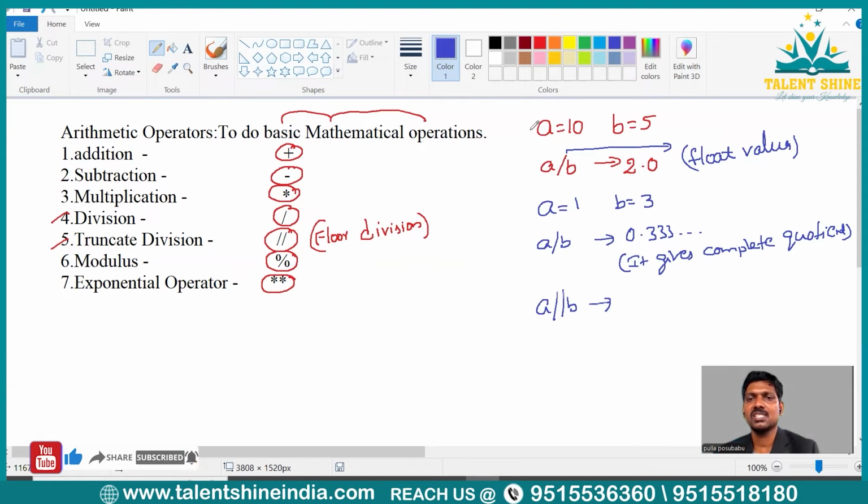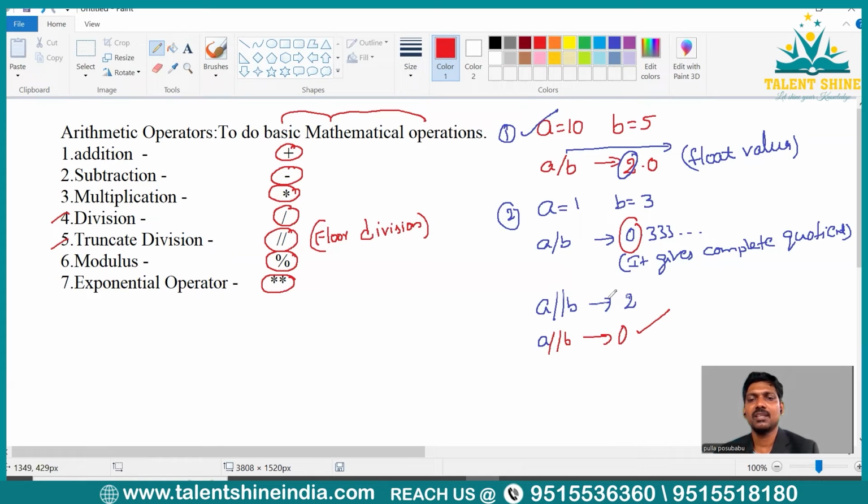In this case, this is the first example here, and this is the second example. In the first example, if I use double forward slashes, A truncate division or floor division B, the output will be 2. So you will only get the integral part, you won't get the decimal part. For the second example, you will get the integral part, which means only 0. You won't get the decimal part here. I hope everybody is clear.